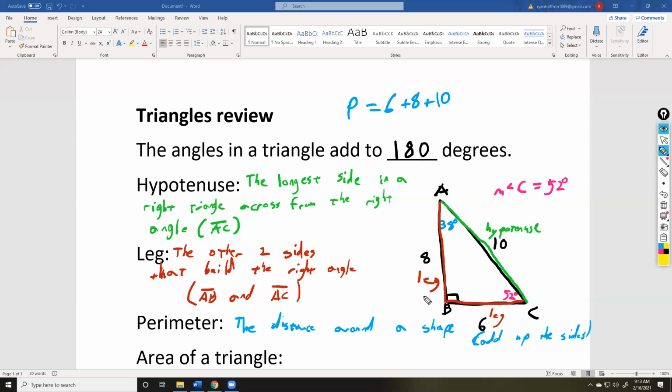And then the last thing I have to talk about here is area. And area, we're going to do a whole week on area, probably the week before spring break here. But for a triangle, the area formula, you'll see it happen a couple times in this chapter, is 1/2 the base times the height.